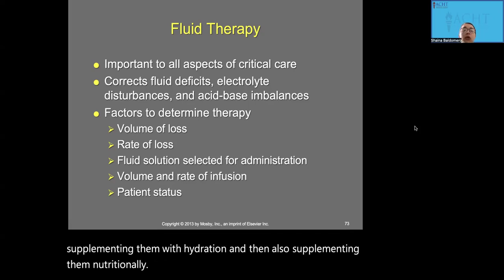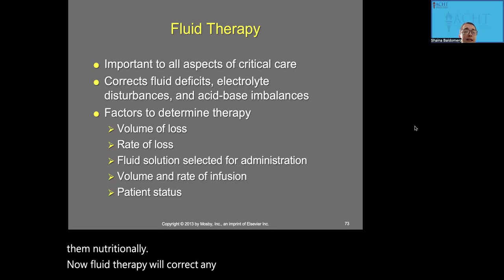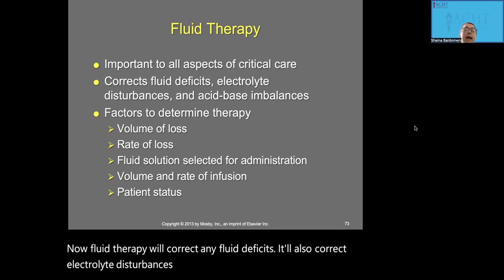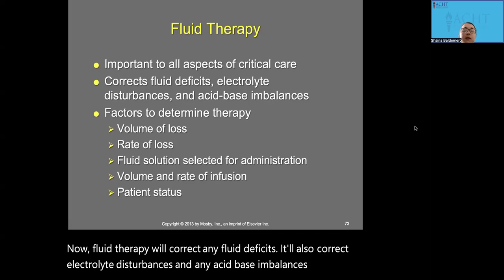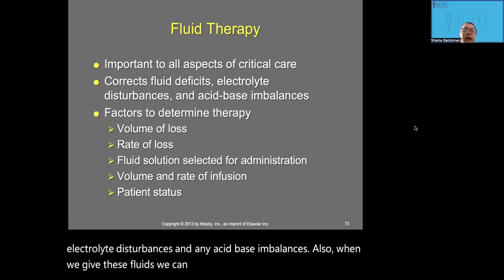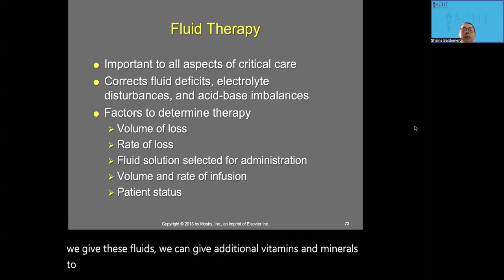Now, fluid therapy will correct any fluid deficits. It'll also correct electrolyte disturbances and any acid-base imbalances. Also, when we give these fluids, we can give additional vitamins and minerals to the patient. We can even give medications through their fluid lines. So definitely a multi-purpose use.